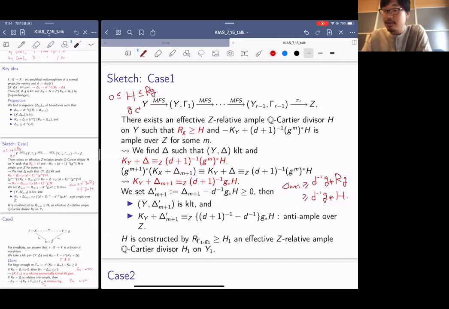Okay. So this divisor is effective. And since this is effective, delta m plus 1 prime is KLT. And this pair is relatively numerically equivalent to this divisor, and this is anti-ample over Z. So we find a log Fano pair over Z.